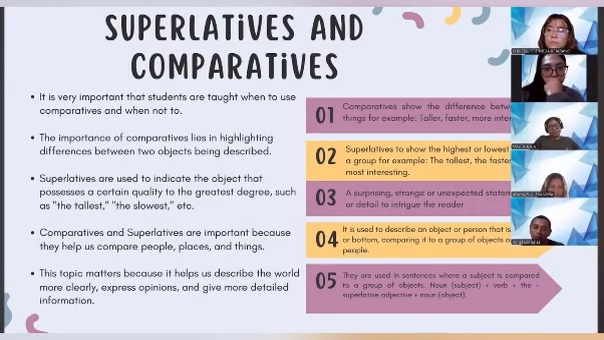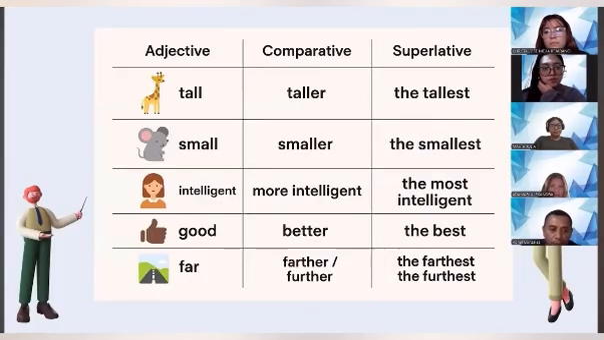The comparative shows the difference between two things, for example, taller, faster, more interesting, and the superlative shows the higher or lower level in a group. So we have an example right here about the adjectives: comparative, superlative. Tall, taller, the tallest. Small, smaller, the smallest. Intelligent, more intelligent, the most intelligent. Good, better, the best. Far, farther or further, the farthest or the furthest.